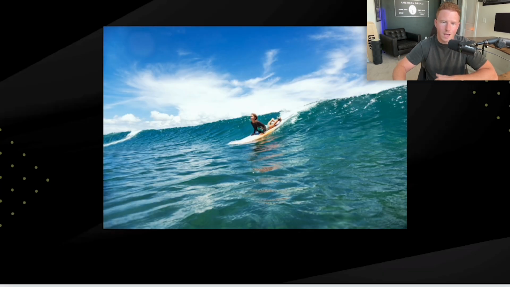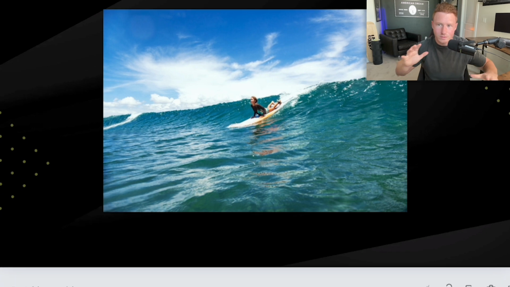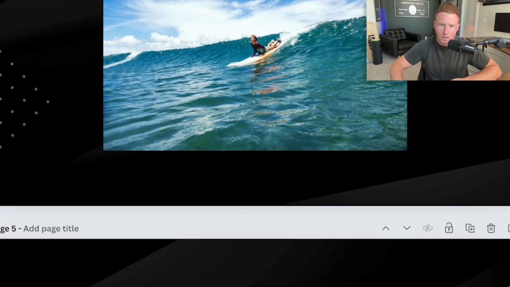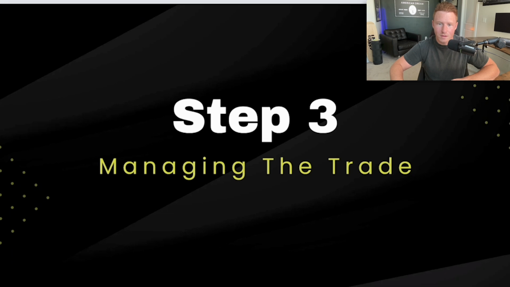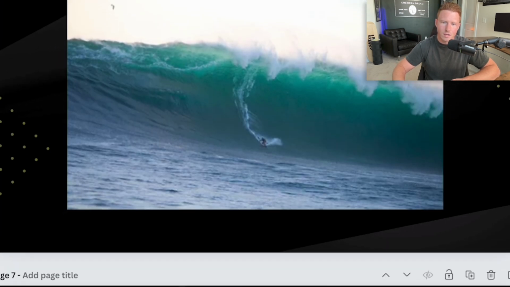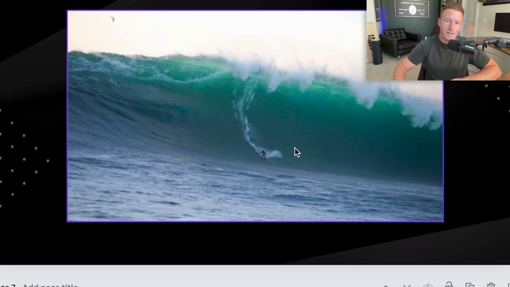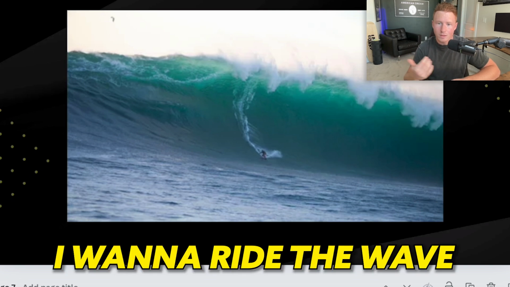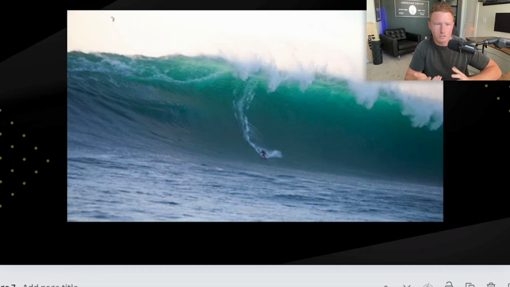Now going back to the last step of this, making sure the wave is good, all looks good, enter the wave, about to stand up on the wave. Step number 3 is managing the trade. So this is where I want to get out before the wave crashes. I want to ride the wave as long as I can, but I also want to make sure I get out before it crashes, before I go back to break even or it stops me out.